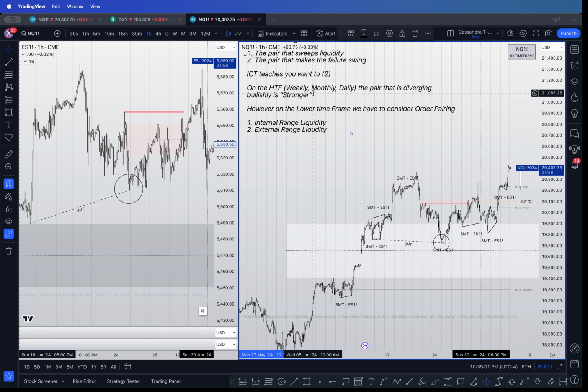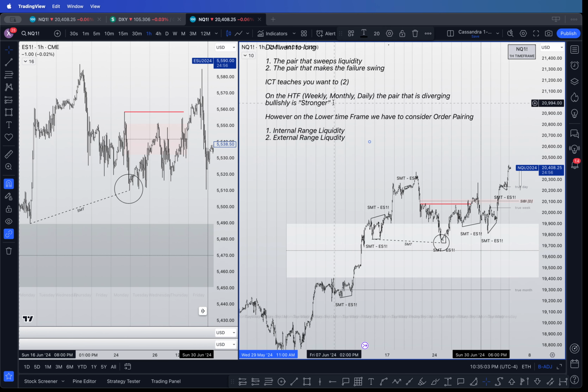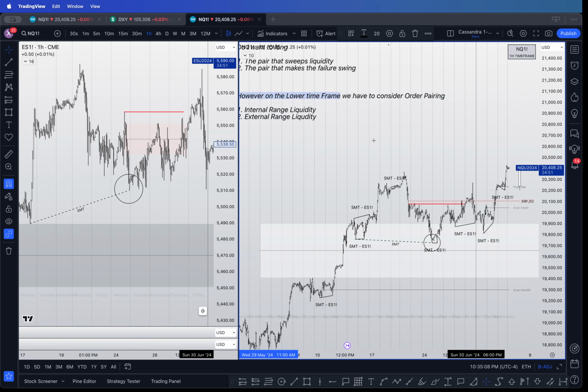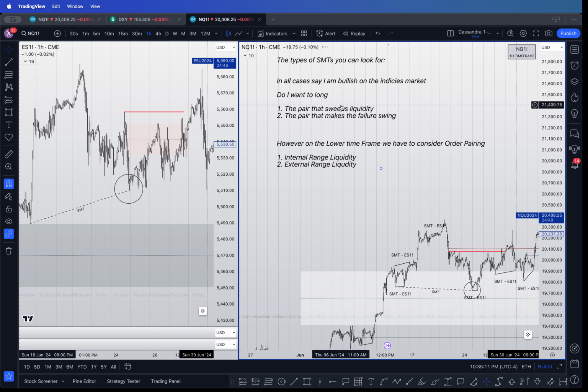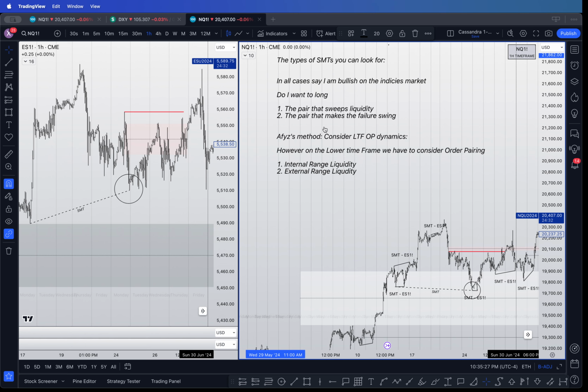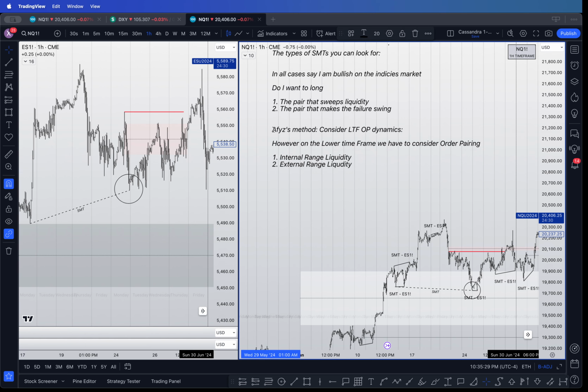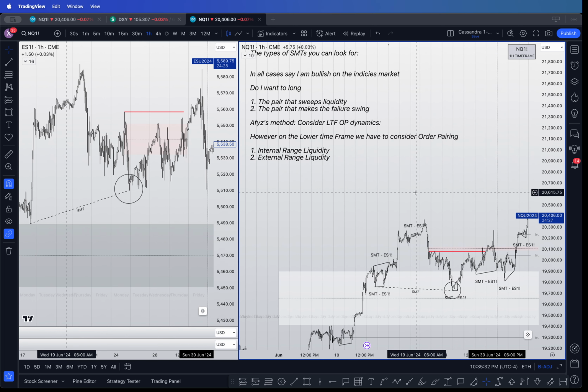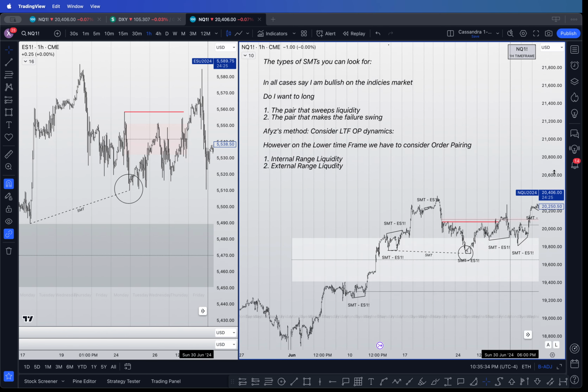I want you to get rid of this idea that you need to follow a rule for SMT divergences. You can use either one of them, the pair that sweeps liquidity or the pair that makes the failure swing. How I want you to differentiate, so the Fees method, right? Considers lower time frame order pairing dynamics. That's it. That's not as pretty, right? That's not as easy as saying, oh, you're always going to long the pair that makes the lower low or the higher low. Lots of traders and lots of educators will tell you that. That's just simply not what I do.